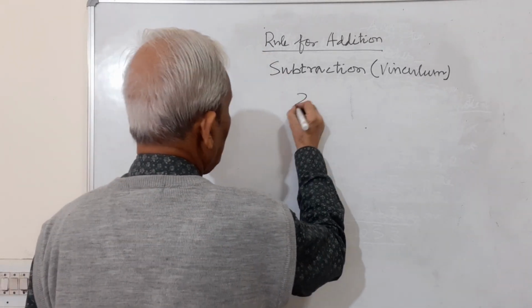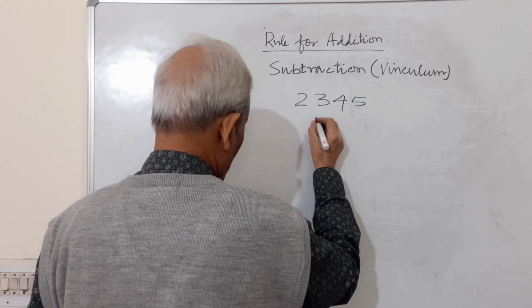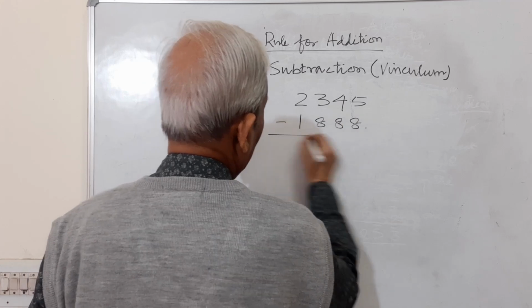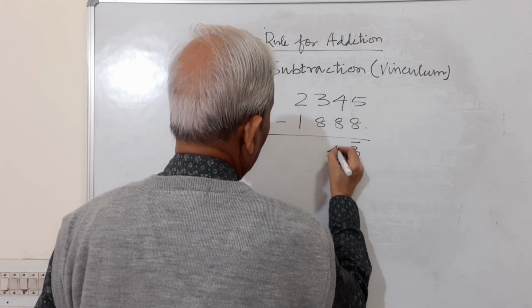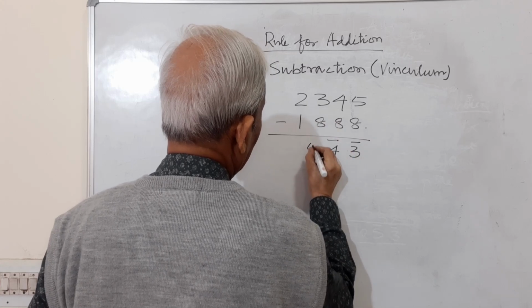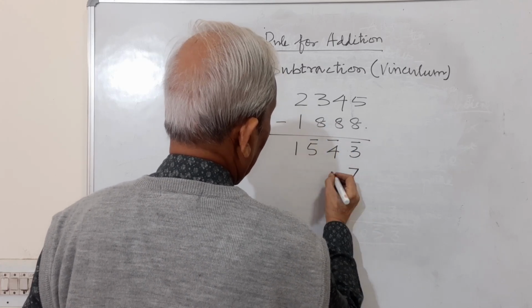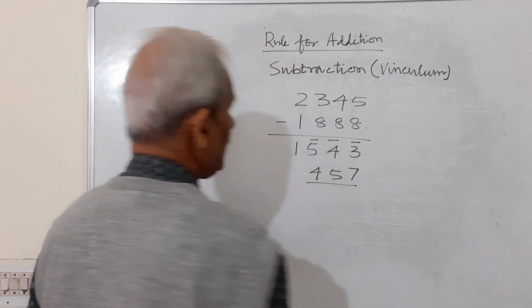2, 3, 4, 5 minus 1888. 5 minus 8 is 3 bar, 4 minus 8 is 4 bar, 3 minus 8 is 5 bar, 2 minus 1 is 1. So 1, 5 bar, 4 bar, 3 bar, then devinculate: 1 finished, 4 5 7 is the answer.